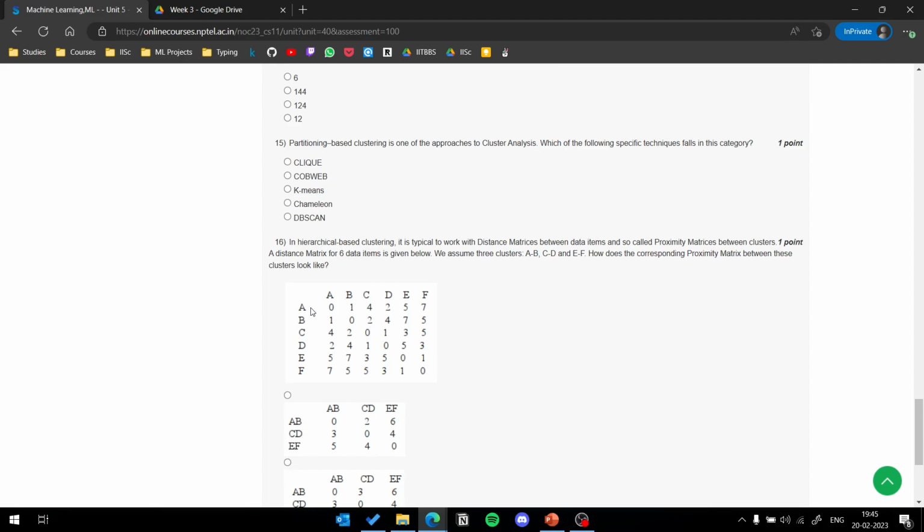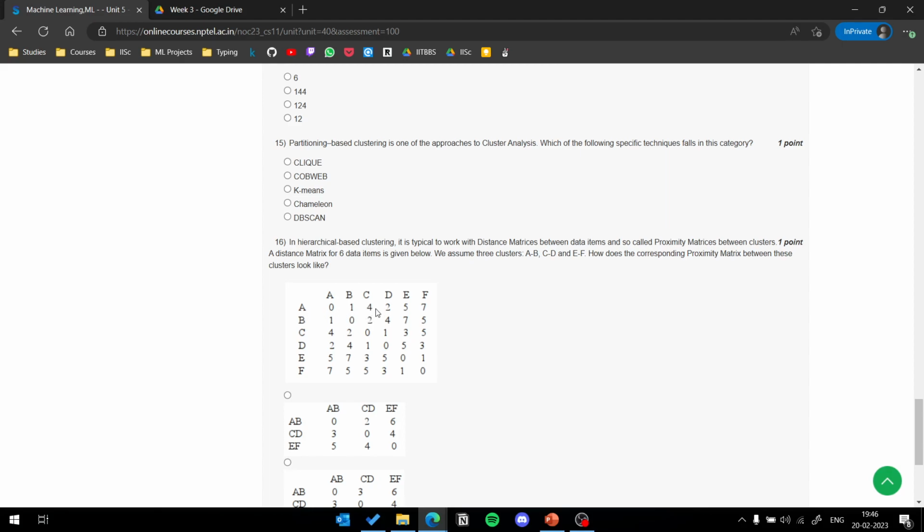Say A is at the origin 0, 0, B is at 1 comma 0. So the distance between them is 1, right? The distance between the point A and the point C is 4. So C might be anywhere, right? What can it be? It can be 4 comma 0. It can be 0 comma 4. I should not have taken A as origin, but whatever.